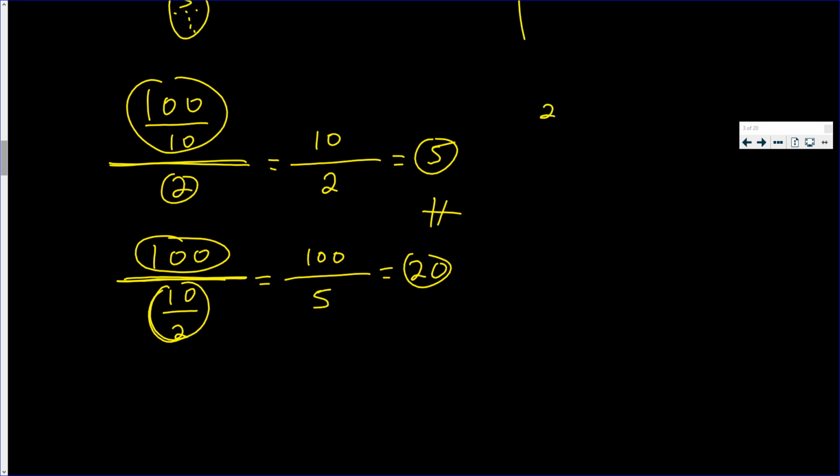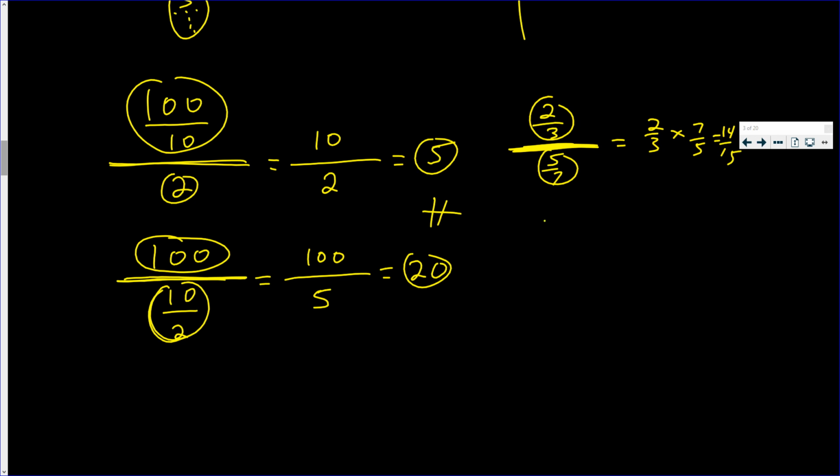That's why I would write things like 2/3 divided by 5/7. I always put the main division line longer. So we keep, we change, and we flip. And you get 14 over 15.